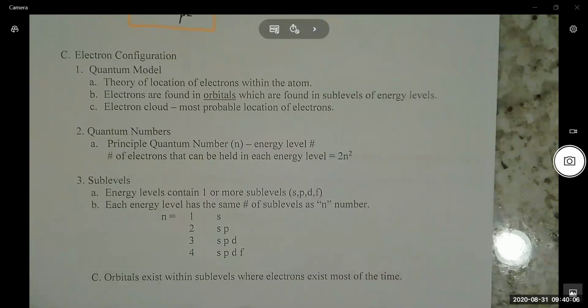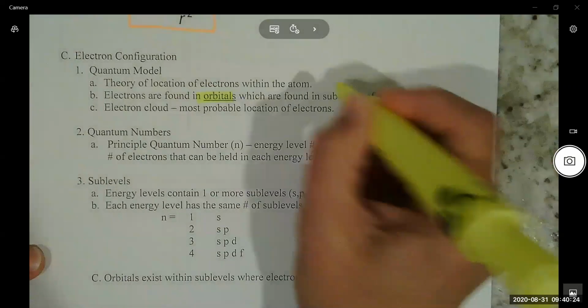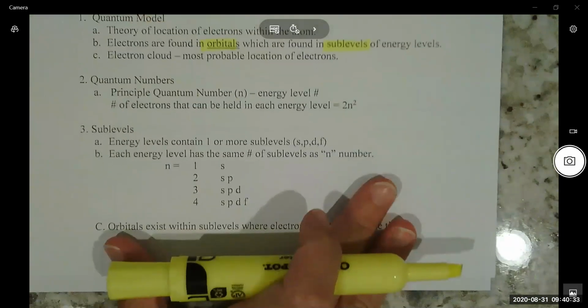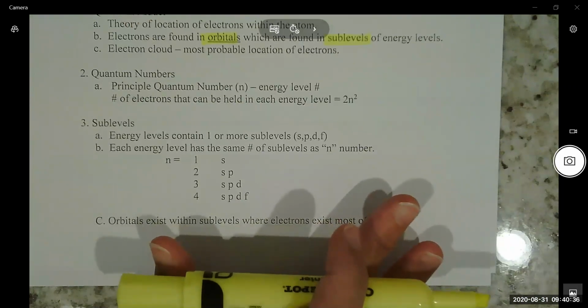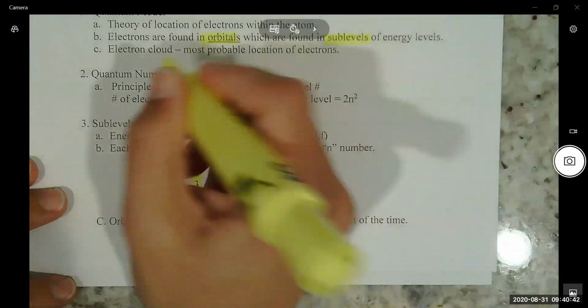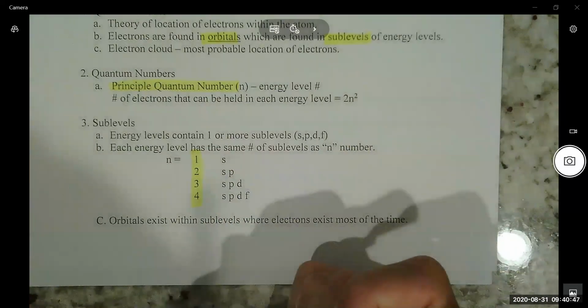All right, now let's go ahead and get into our electron configuration. You need to know that yes, electrons are found in energy levels, but there's more to it than just energy levels. Energy levels have sublevels and orbitals within those main energy levels where electrons are located, and we have to know where those are. Now, principal quantum numbers are just the main energy level numbers. That's these right here: energy level 1, energy level 2, 3, 4, and so on, down to about 7.